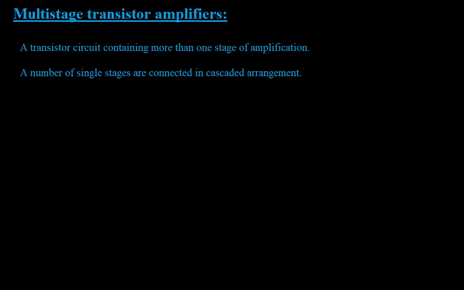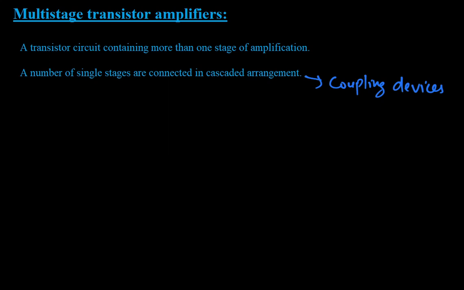Usually a number of single stages are connected in cascaded arrangement, and this cascaded arrangement is through a suitable coupling device. The usually used coupling devices are capacitors and transformers, and in some multi-stage transistor amplifiers the different stages are directly connected. They are called direct coupled transistor amplifiers.